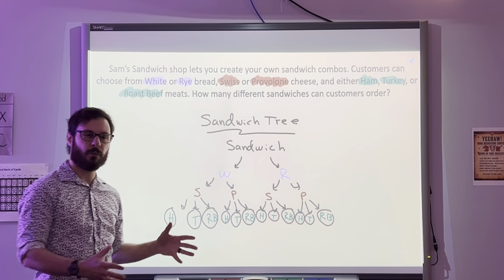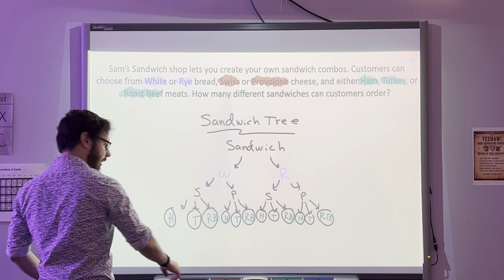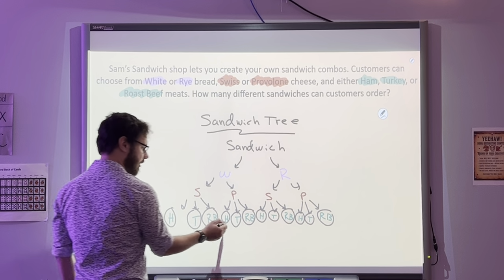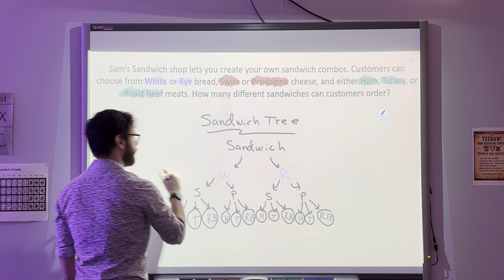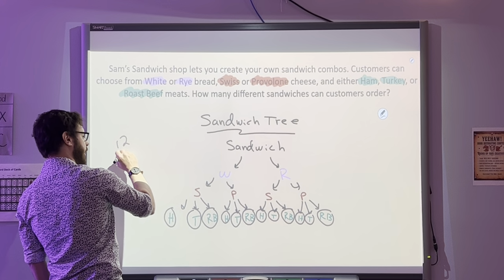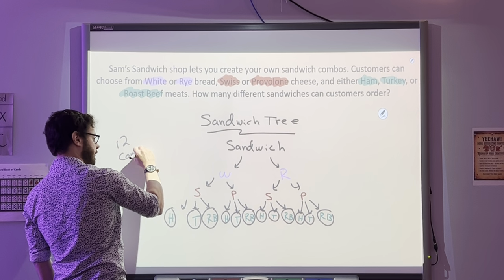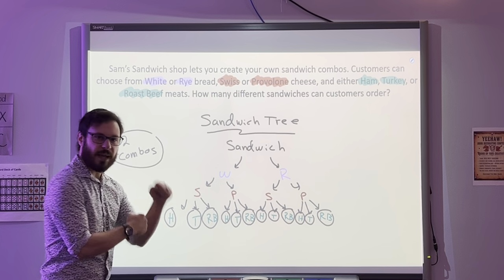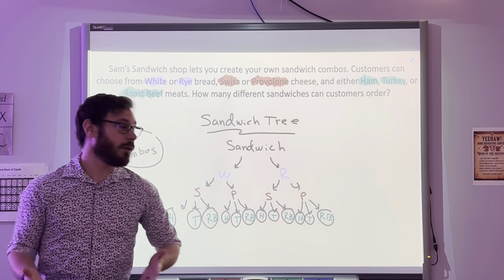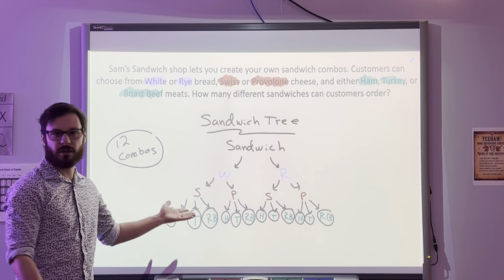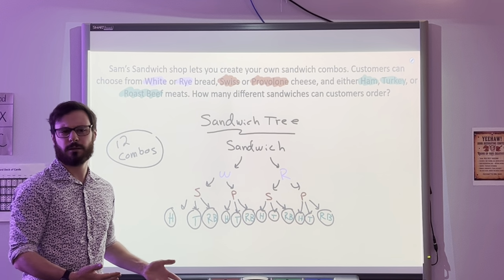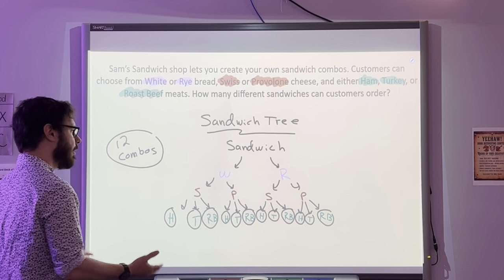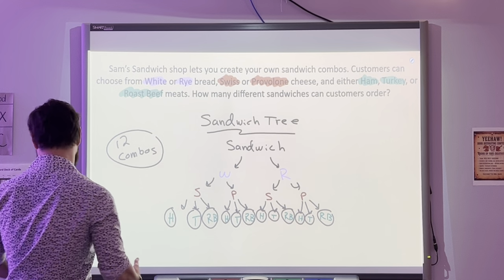Okay, that's how we build. So how many circles do we have? I believe there's 12. 1, 2, 3, 4, 5, 6, 7, 8, 9, 10, 11, 12. You can build 12 different combos. So that's one way to do this. With a small problem like this, it's not that bad. It takes a little bit of time, but this shows every outcome that we could do.